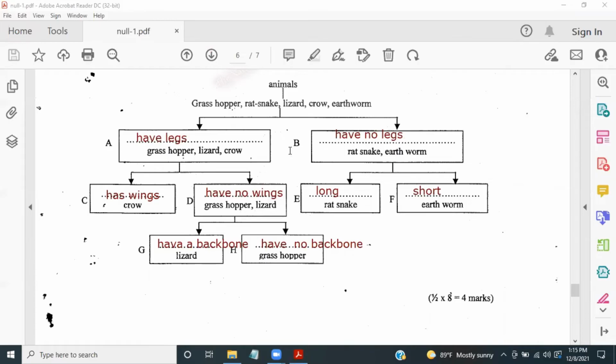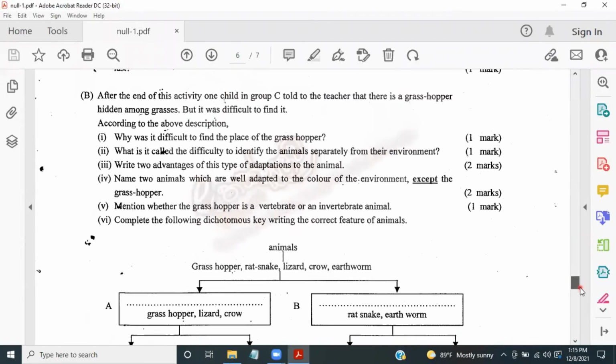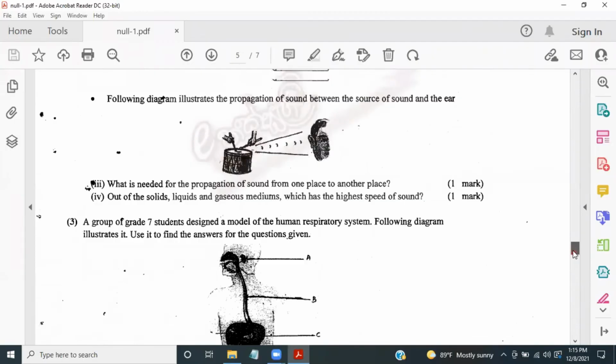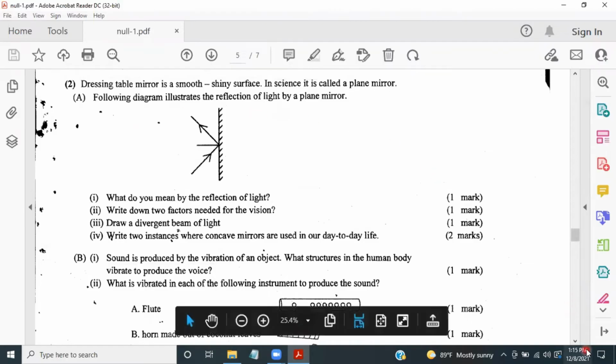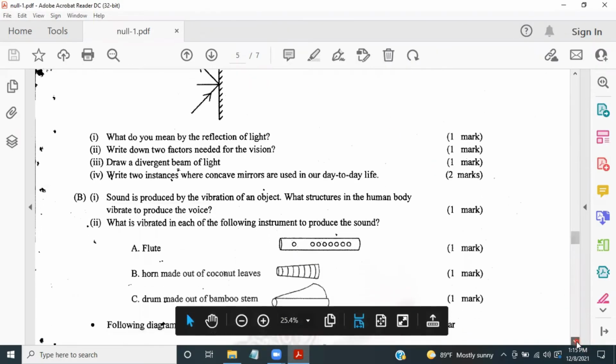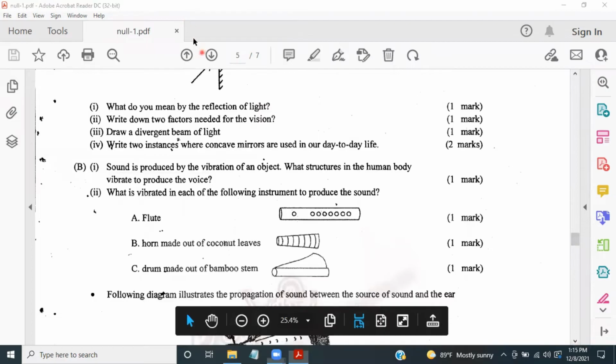Let's move to the second question. Dressing table mirror is a smooth, shiny surface. In science, it is called a plane mirror. The following diagram illustrates the reflection of light by a plane mirror. What do you mean by the reflection of light? I'll put the definition for the reflection.